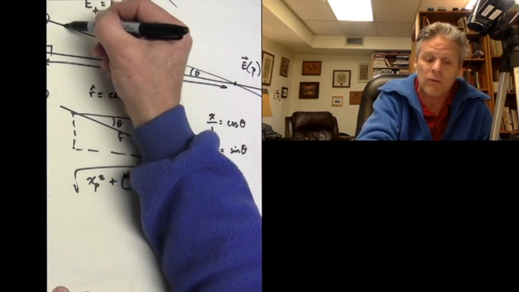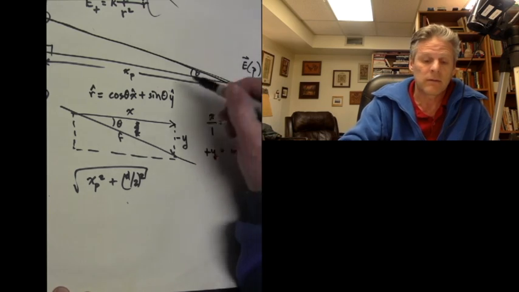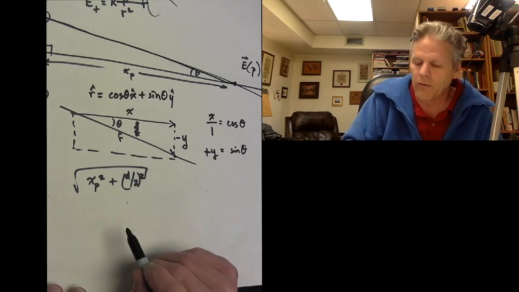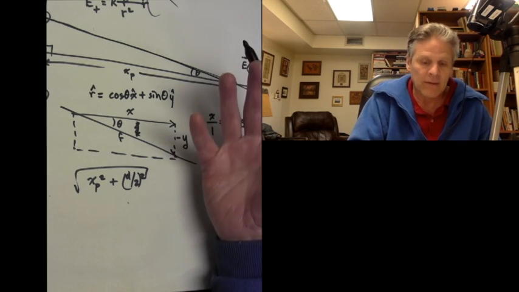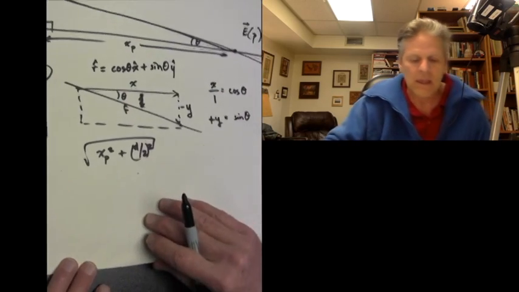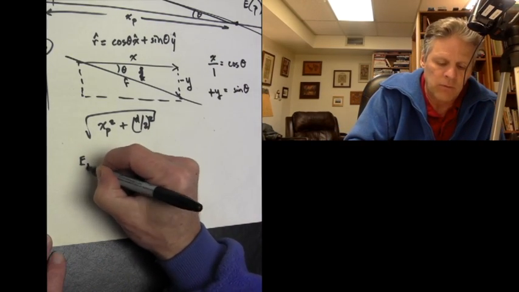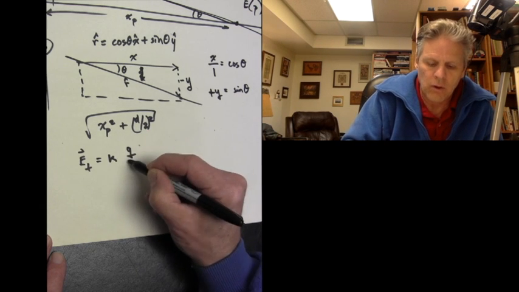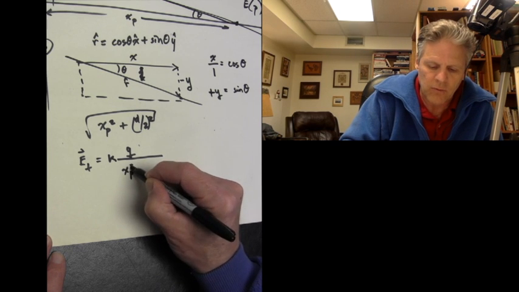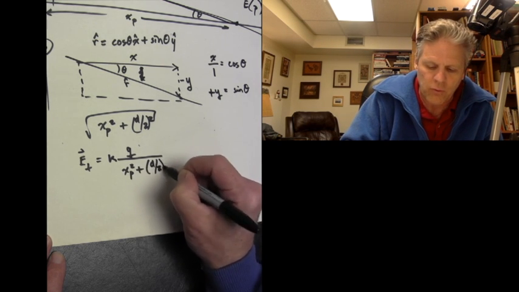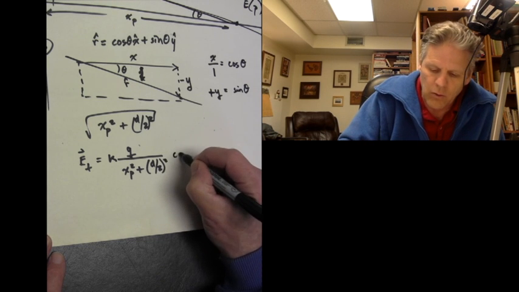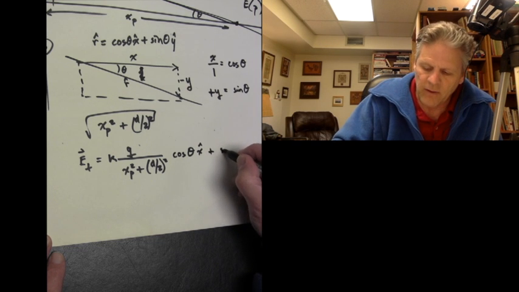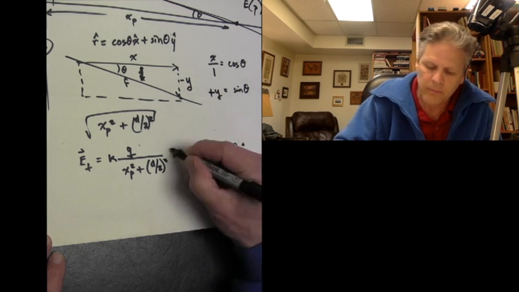But when you look at this, you can see there's my r. There's my r. And what is that? You guys all know the Pythagorean theorem. Okay, so there's r. So what am I done? Well, yes, I am. Because now I know E plus is going to equal KQ over x sub p squared plus d over 2 squared cosine theta x hat plus sine theta y hat.